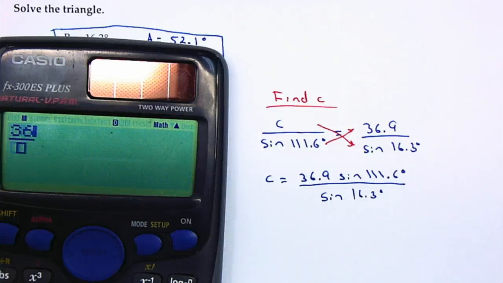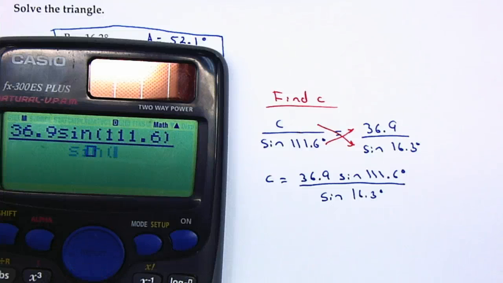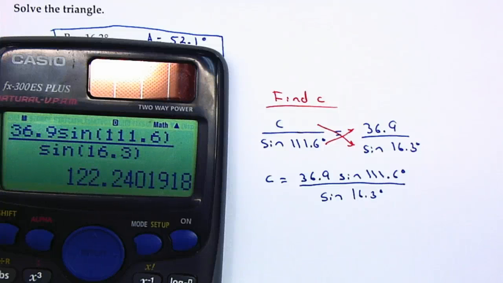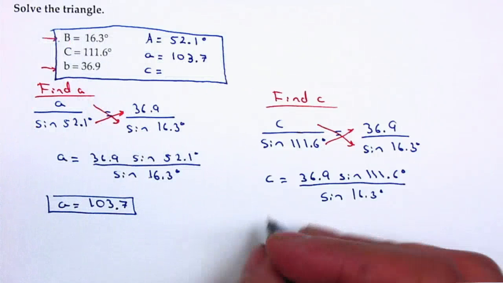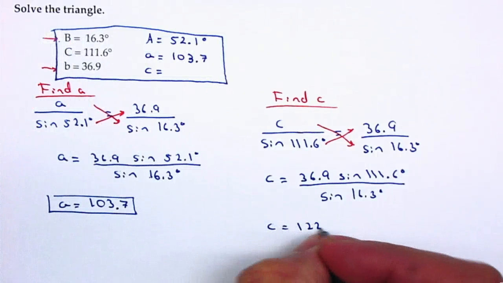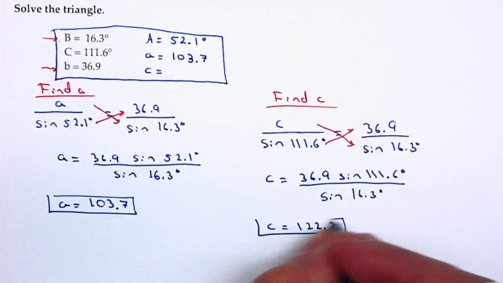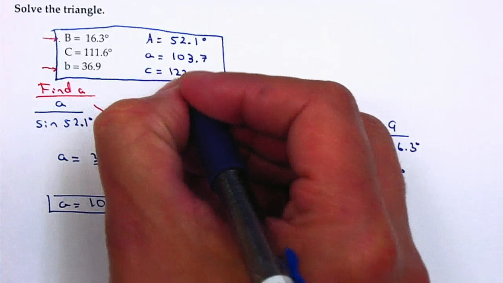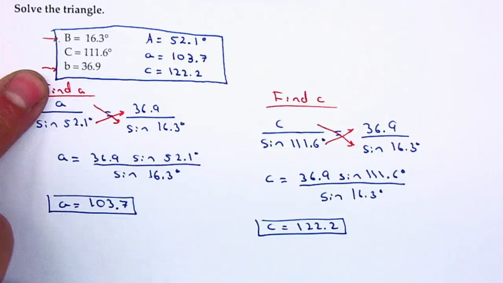And I'm going to go and type that into my calculator. Fraction bar, 36.9 sine 111.6, divided by the sine of 16.3, which gives me 122.2. And I have solved the triangle. I provided all three angles and all three sides.